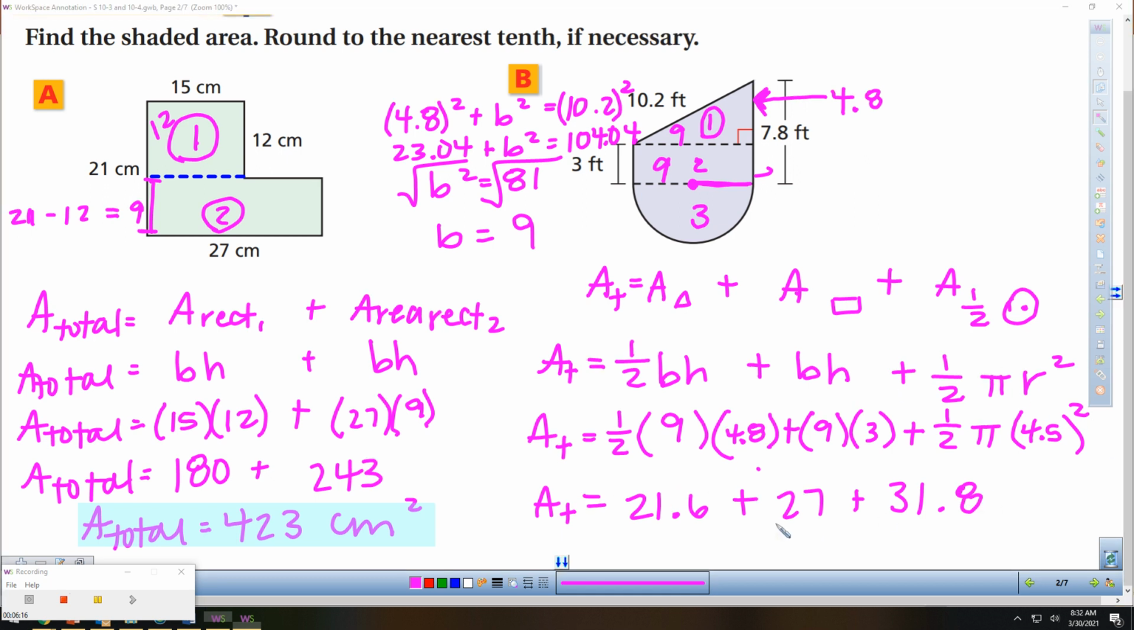All right? Yes. Sure, yeah. So you're going to take your radius, which is 4.5 squared, which gives you 20.25, and then you have to divide by 2 or multiply by 1/2. So when you divide by 2, that gives you 10.125. But then you still have this pi. So then you have to multiply by pi and press equal. Okay? All right, so then you add all this up. So your total area is going to give you 80.4 feet squared.